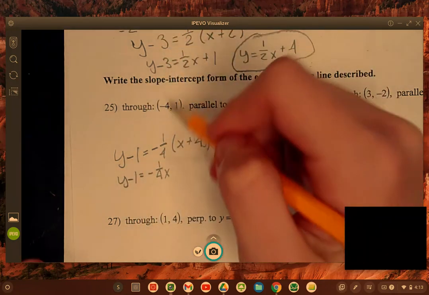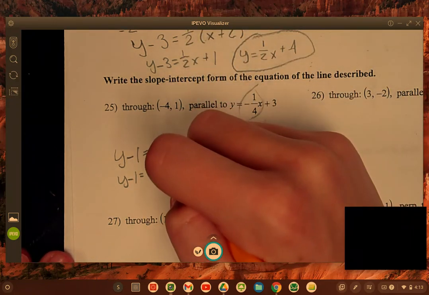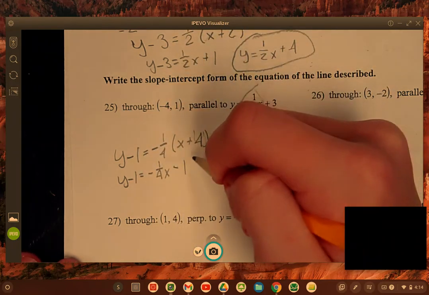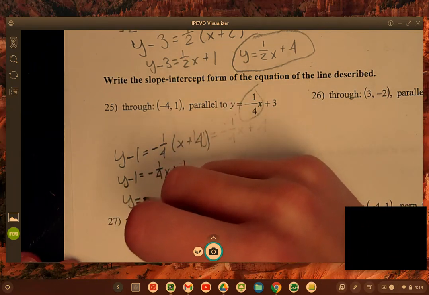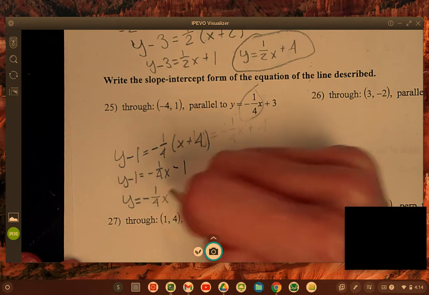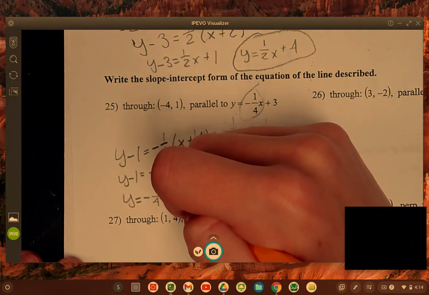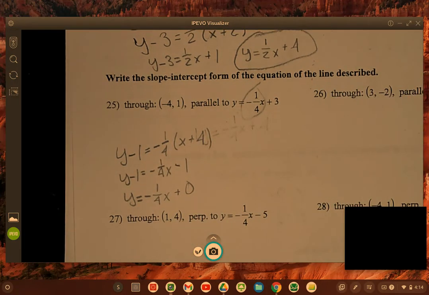And then 1/4 of 4 is 1. So that would be a negative 1 though, and you have to add 1. Oh, so it would be y equals negative 1/4 x. 1 plus negative 1 cancels everything out, so it's just plus 0. And I don't even need that. So y equals negative 1/4 x. Yeah, you got this. That's good.